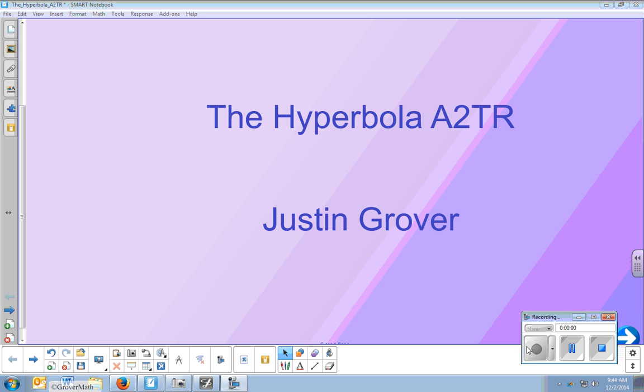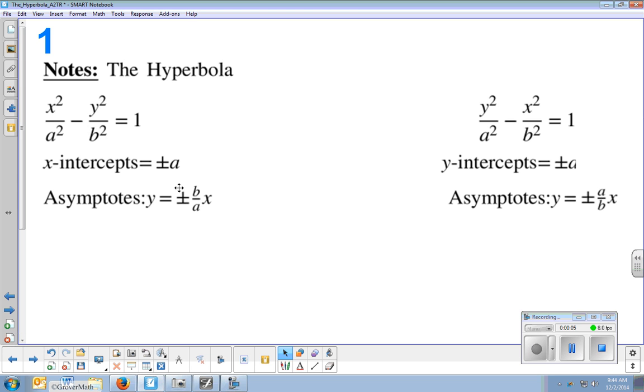to trigonometry regions, the hyperbola. So a couple of notes about the hyperbola. There's really two basic types, and I have them illustrated here in their standard form formulas. But they look very similar, don't they? And so what's really the difference?